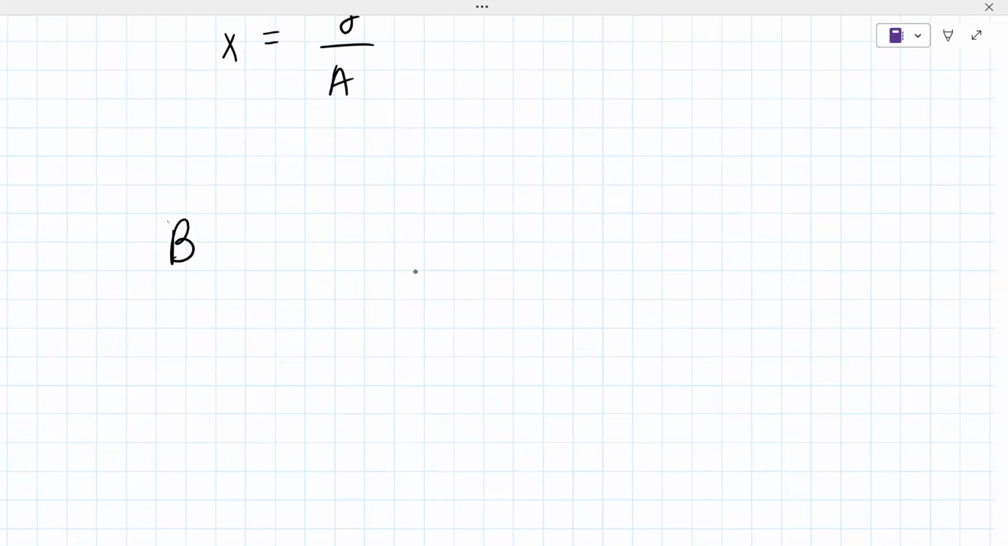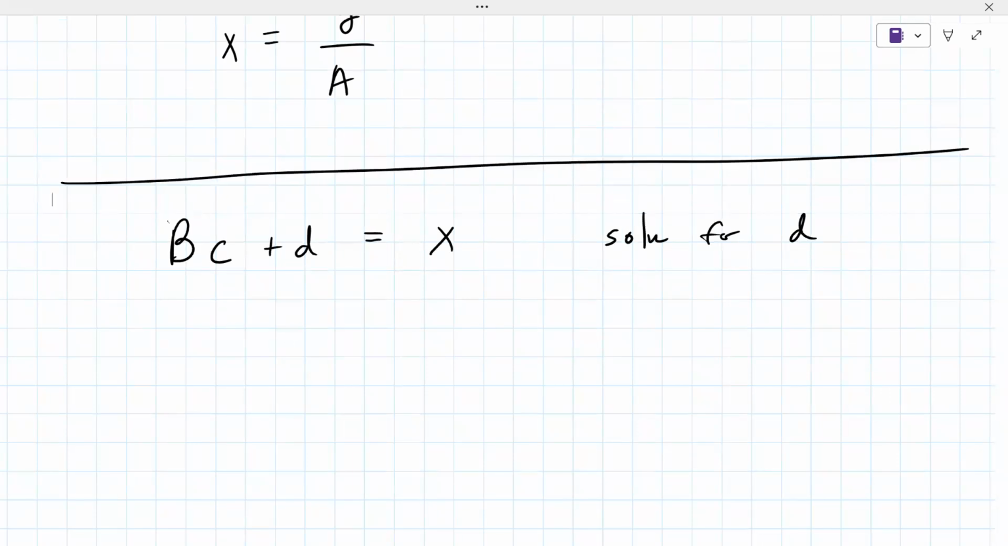Let's say it's abc plus d equals x. I want you to solve for d. I think I would divide by... no, also be c, right?